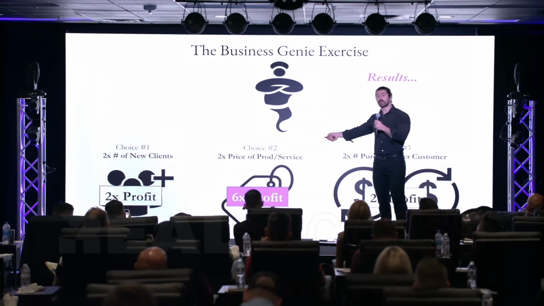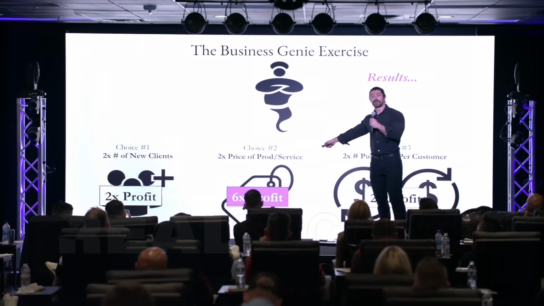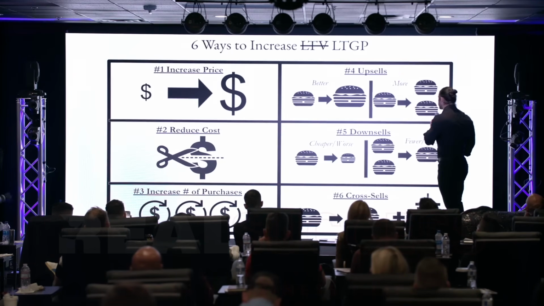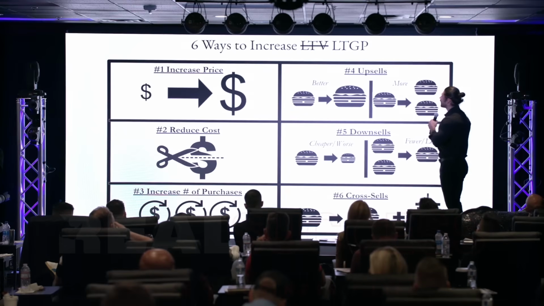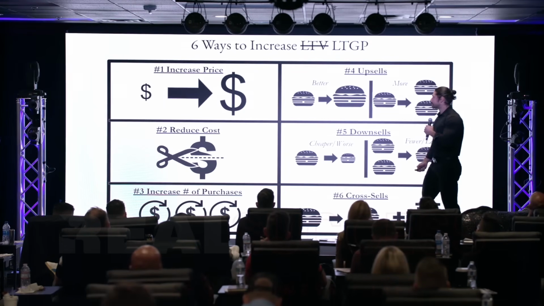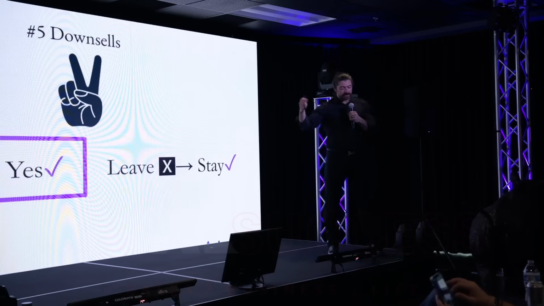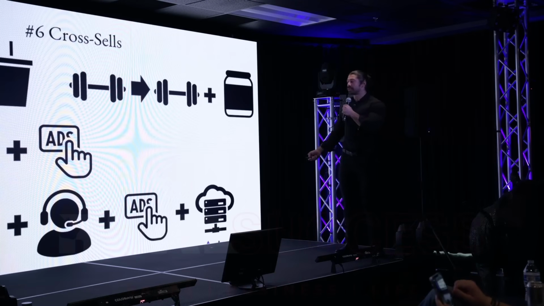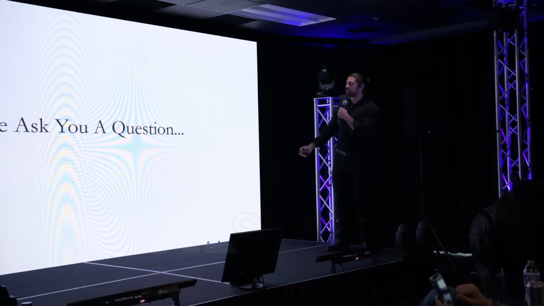So I showed you 6 ways to make more money with the customer. That's the top 1. 6 ways to increase LTGP: increase price, reduce cost, increase number of purchases, upsells, downsells, cross-sells. With downsells, you can either get them to stay longer or just turn a no into a yes. All the different versions of the cross-sells that exist that you can think of, which is always the next adjacent need.